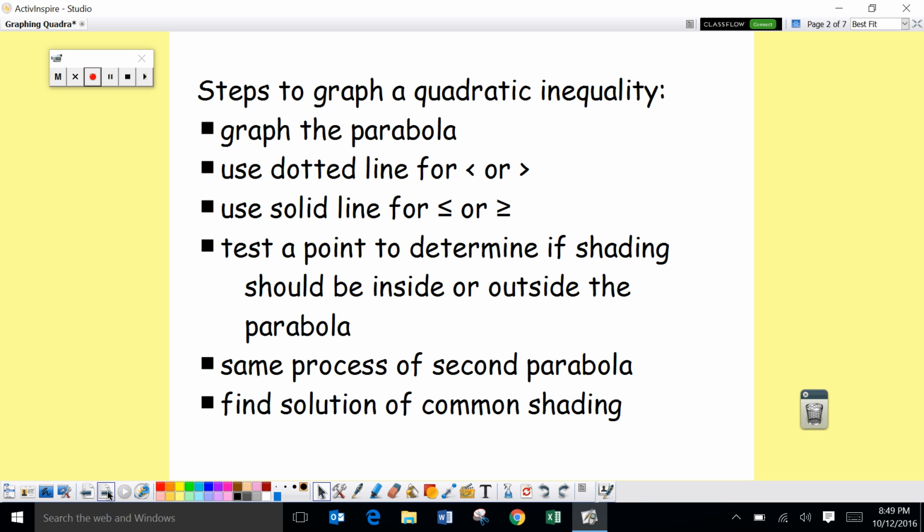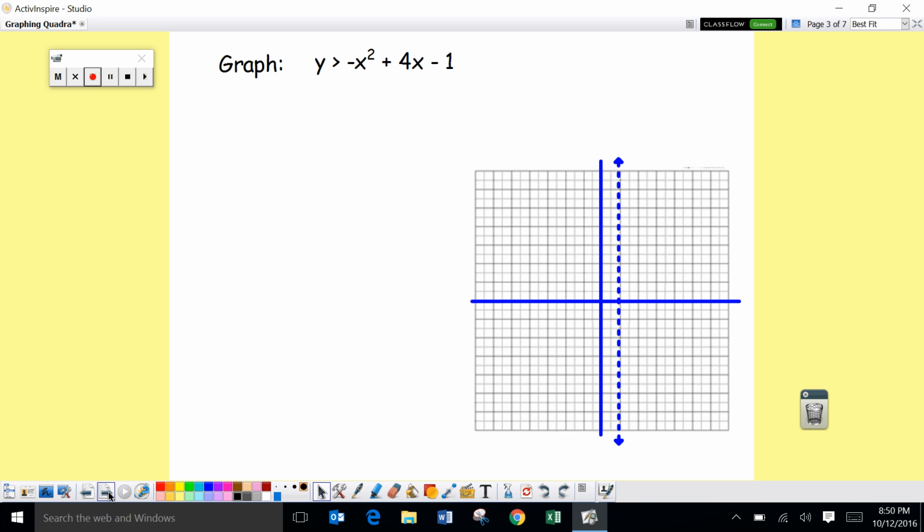Then we will test a point, and we will test a point either inside or outside the parabola. If it works, we will shade in that area. If not, we will shade in the opposite section. We will use the same process if we are doing a system of quadratic inequalities, where then we will do the second parabola, test, decide where to shade, and the common shading becomes the solution to the system. Let's practice with first a single quadratic inequality.